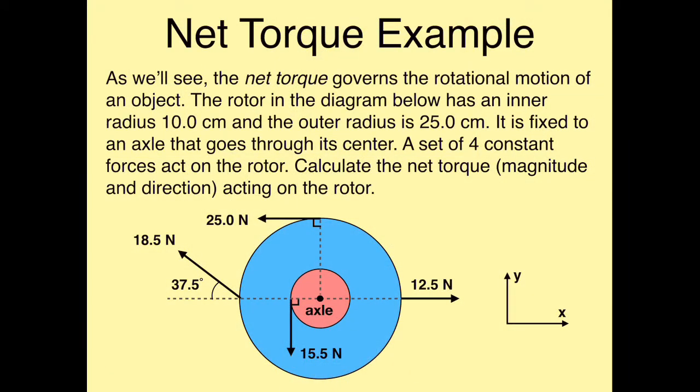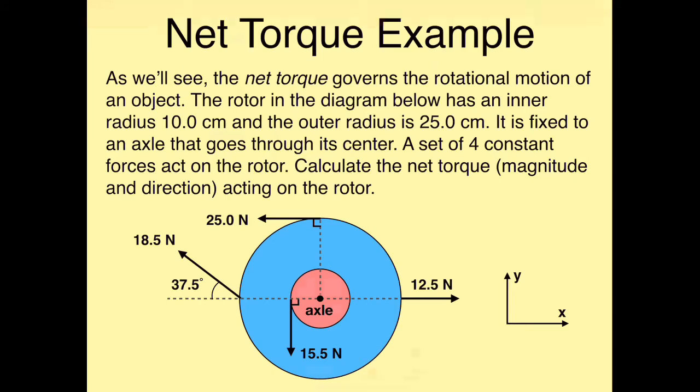Okay, let's do one more example where we just calculate a torque. As we'll see, the net torque, so the sum of all the different torques acting on an object, governs the rotation of that object. So the rotor in the diagram below has an inner radius of 10 centimeters and the outer radius is 25 centimeters. So here, 10 centimeters here, 25 centimeters for the outer radius. It is fixed to an axle, which is shown here, that goes through the center. A set of 4 constant forces acts on the rotor. Let's calculate the net torque, the magnitude and direction acting on this rotor.